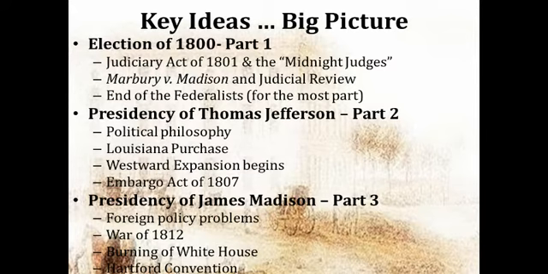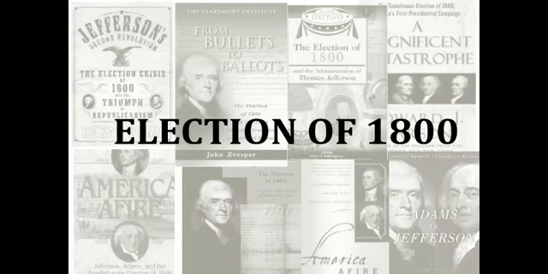So we're going to talk about the Judiciary Act of 1801 and the Midnight Judges. We're going to talk about Marbury v. Madison and judicial review. And we're going to discuss a little bit the end of the Federalists for the most part. And the Federalists are going to pop up a little bit more after the election of 1800, but for the most part, they're pretty much a dead horse. The next video is going to be about the presidency of Thomas Jefferson, and video number 3 will be about the presidency of James Madison.